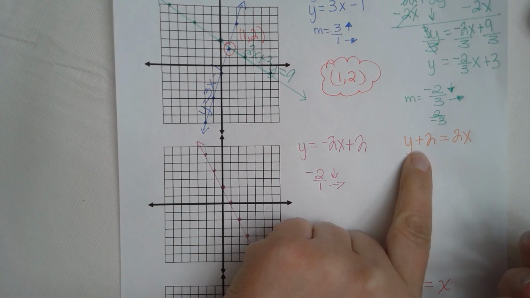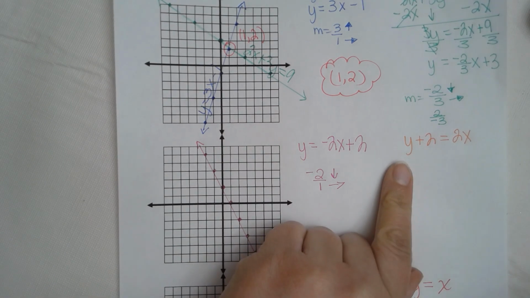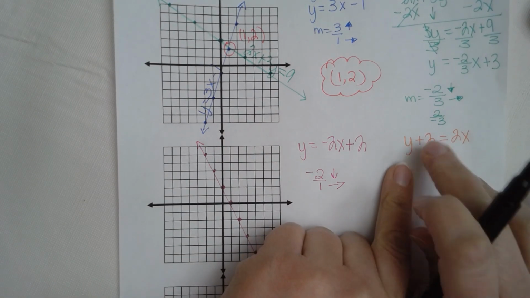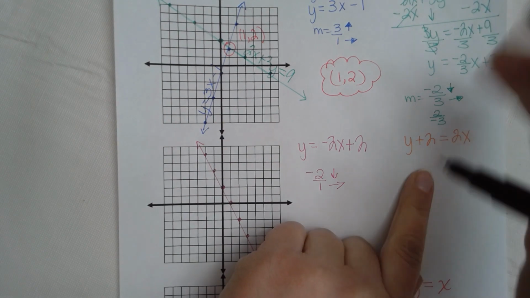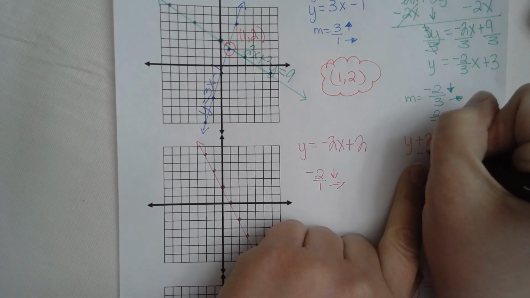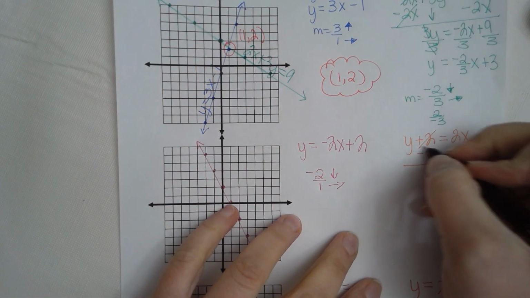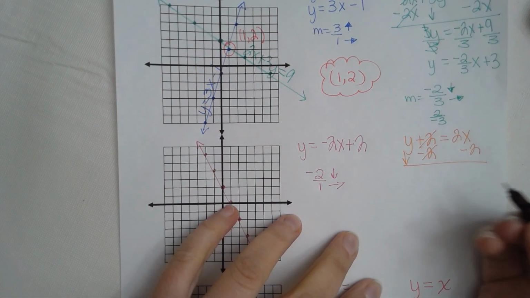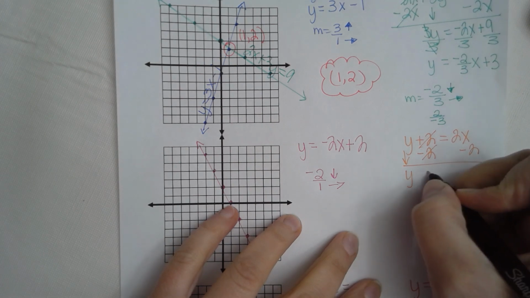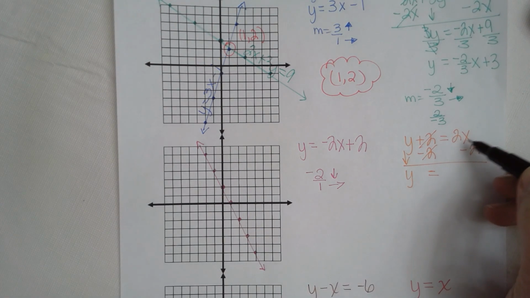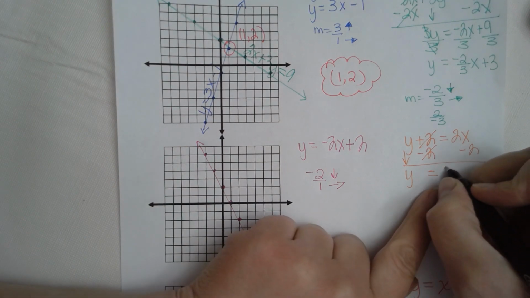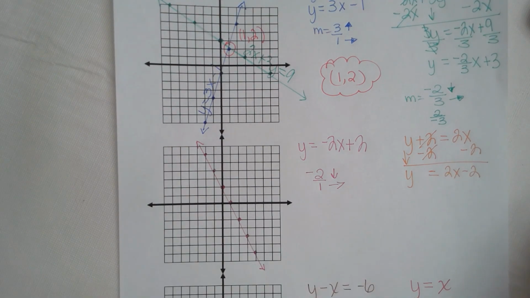So if I take a look here, I have the x to one side. I've got to move this constant, this positive 2, over to the other side. So I am going to subtract 2 from both sides. Positive 2, negative 2 are additive inverses. They cancel out. And we're going to get y equals 2x minus 2. We cannot combine them. They are not like terms.